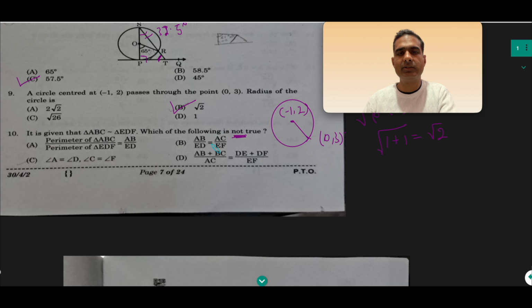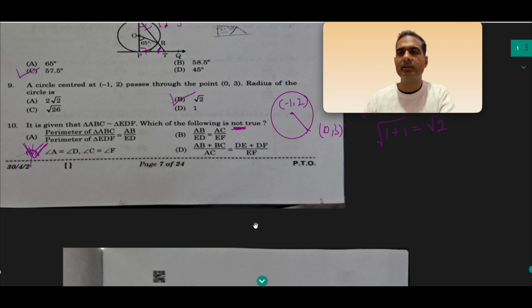And again, two triangles are similar, so their corresponding sides are in the same ratio. So AB over ED will be equal to AC over EF. So we can check it by just taking the alphabets or the vertices at the same place. Now option C is saying angle A is equal to angle D, but we can see here that A is at the first place in ABC and D is at the second place. So this is not true. So option C will be our answer, because the question is asking which is not true. So this question was just based on the application of similarity of triangles, that if two triangles are similar, their corresponding sides are in the same ratio and their angles are equal.